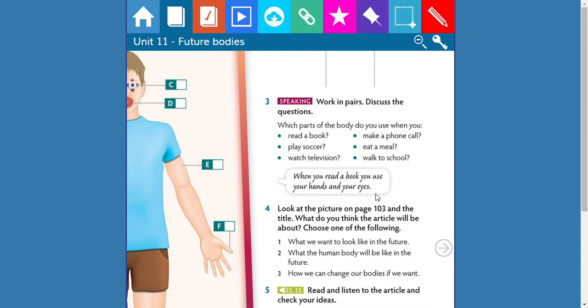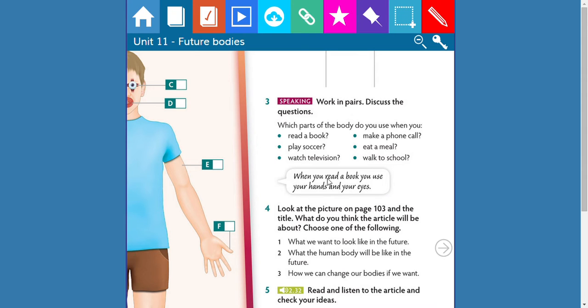Okay, that is an example. For another one, which part of the body do you use when you play soccer? You use your foot and your leg. Also, goalkeeper is arquero, okay? The goalkeeper uses hands and arms, no? So, you need to answer like this.